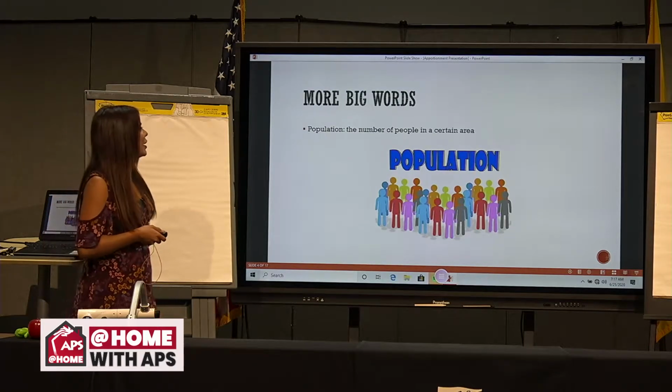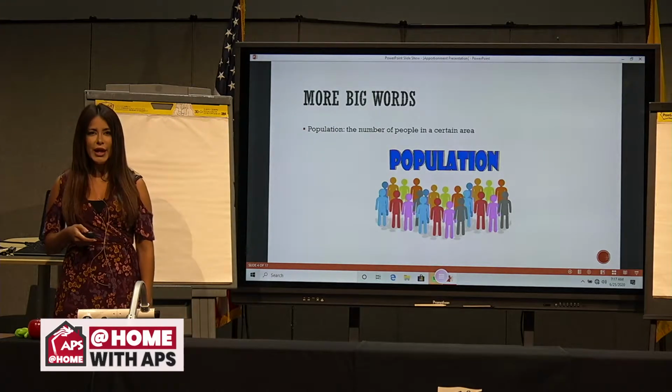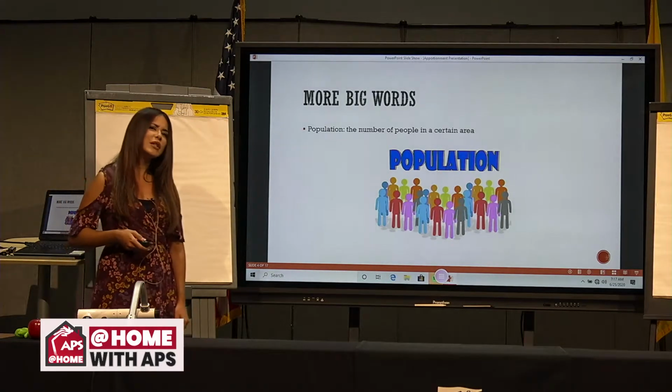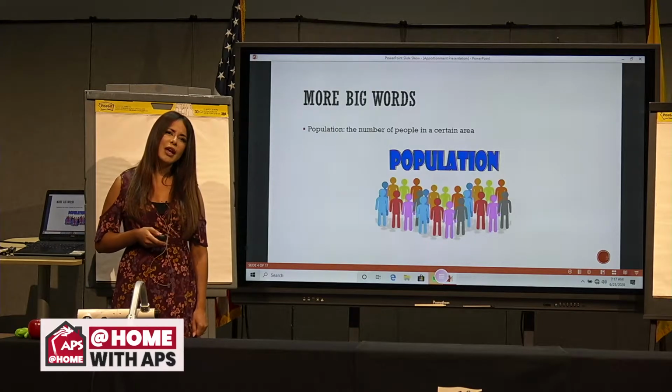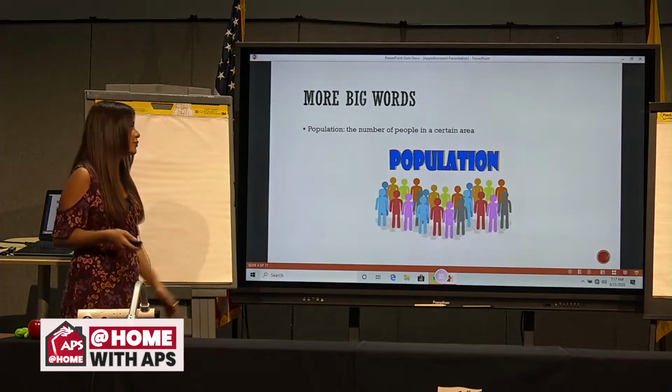Population. The word population means the number of people in a certain area. What do you think, boys and girls? How many people do you think Albuquerque has? 500,000? 1 million people?